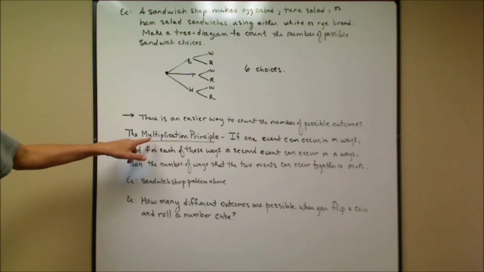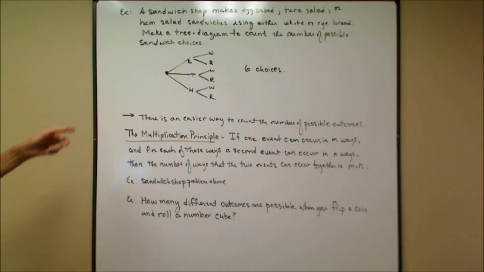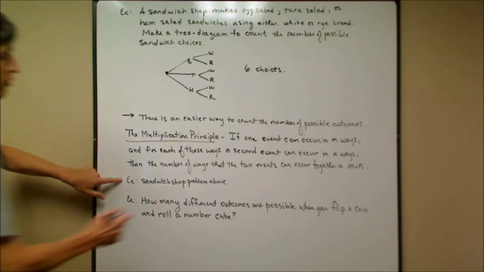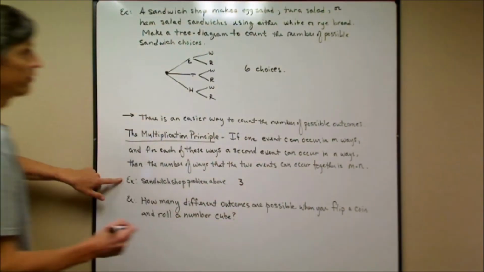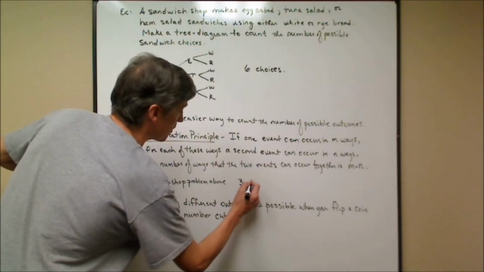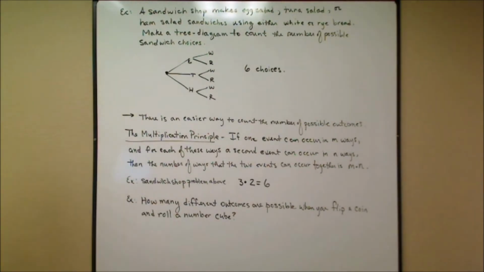That's why it's called the multiplication principle. You're going to multiply the number of ways the first one can be done times the number of ways the second one can be done. So if I go back to my sandwich shop problem here, I have 3 choices for the different types of salad sandwiches, and I have 2 choices of bread. And if we multiply these together, we get the same answer as we had before.